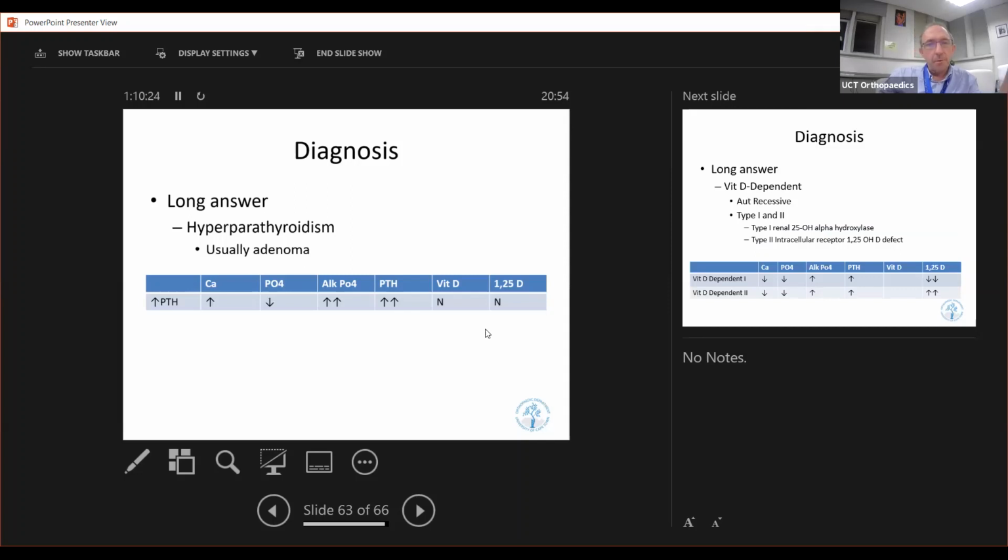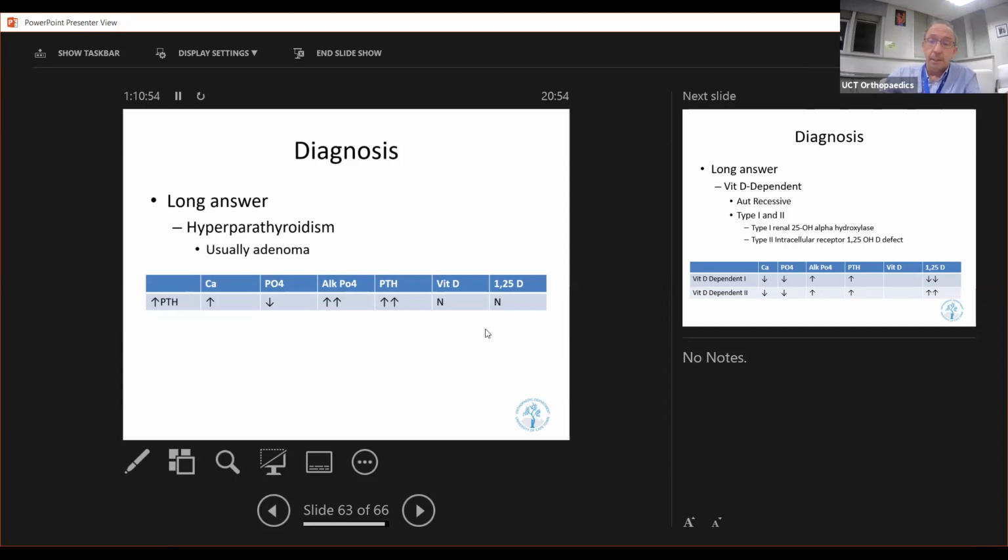In hyperparathyroidism, generally primary and generally an adenoma, your PTH is going to be up, therefore your calcium is up. And because you are now secreting your phosphate in order to retain calcium, your phosphate's going down in the kidneys. That's under the action of PTH, parathyroid hormone. Alk phos massively raised because you're just churning over your bones.